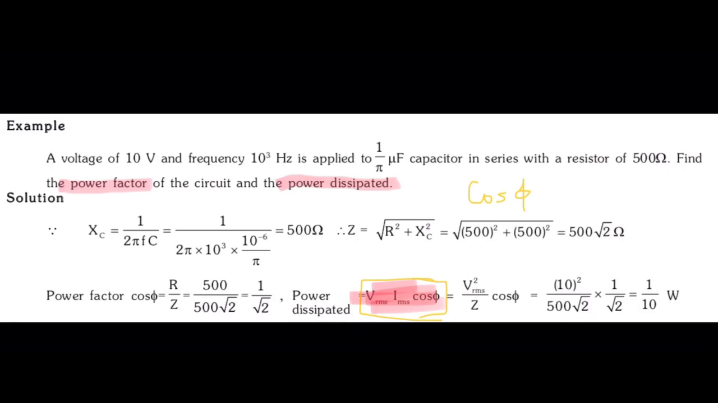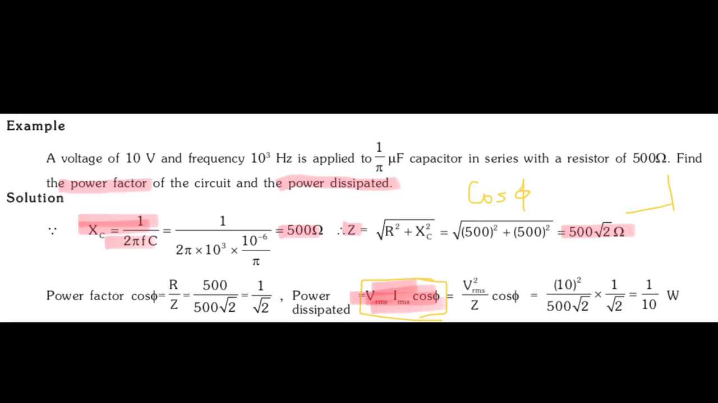So let's start with the reactance component. Xc equals 1 by 2 pi f c. Substitute the value, you get the Xc value. Substitute into impedance, you get the impedance value. Now power factor cos phi equals R by Z. From where is that particular formula coming?